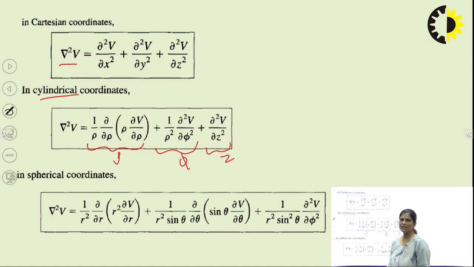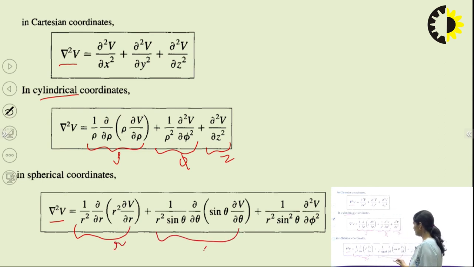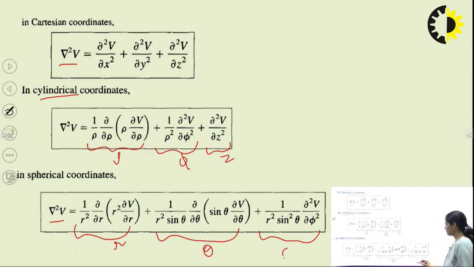Now, in spherical coordinates, how can we find the Laplacian? Del square V is equal to 1 upon r square del upon del r in bracket r square del V upon del r, plus 1 upon r square sine theta del upon del theta in bracket sine theta del V upon del theta, plus 1 upon r square sine square theta del square V upon del phi square. This is in terms of the r coordinate, this in terms of theta, and this one in terms of phi. So these are the Laplacian forms in Cartesian, cylindrical and spherical coordinates.